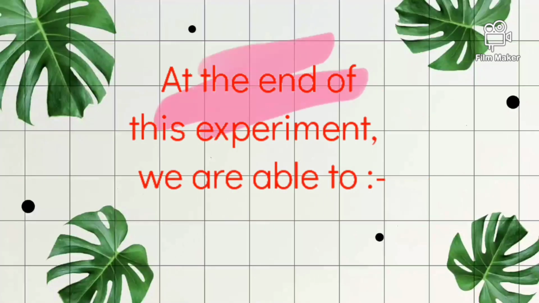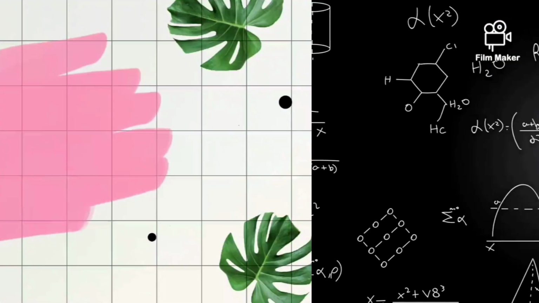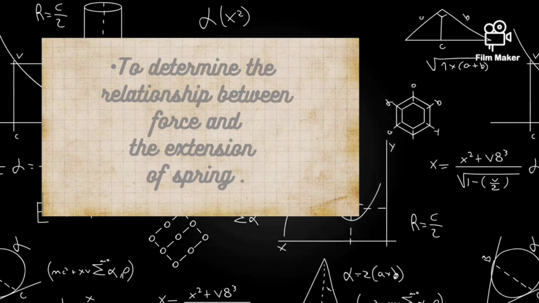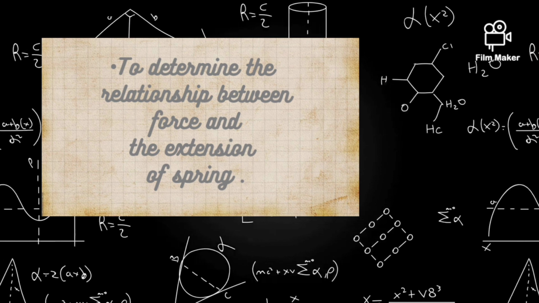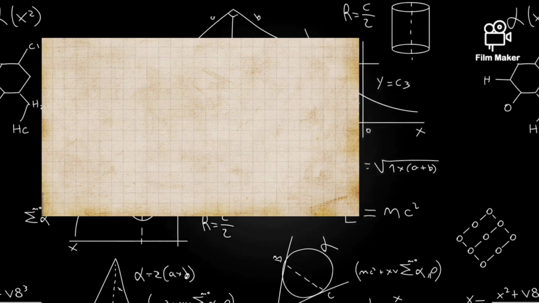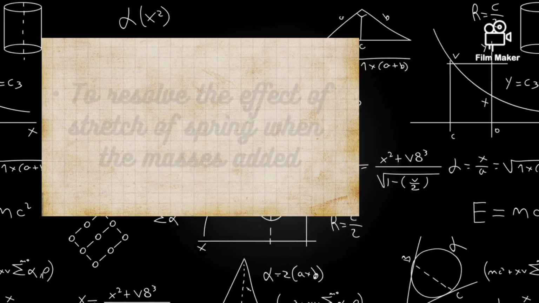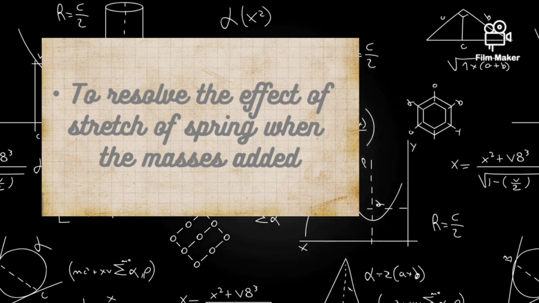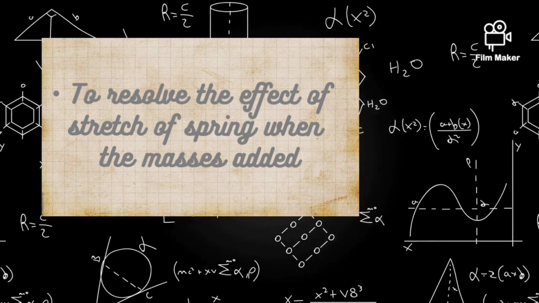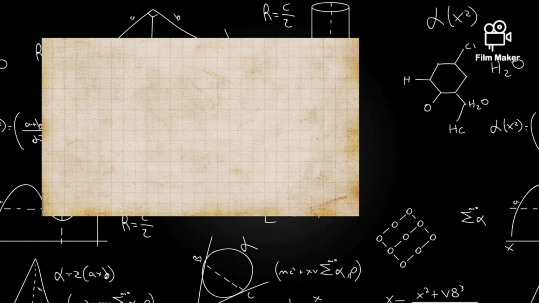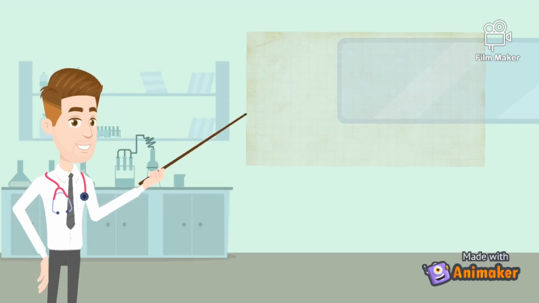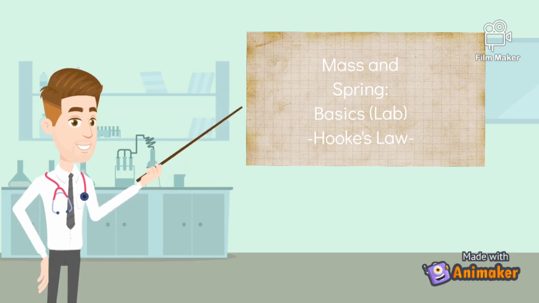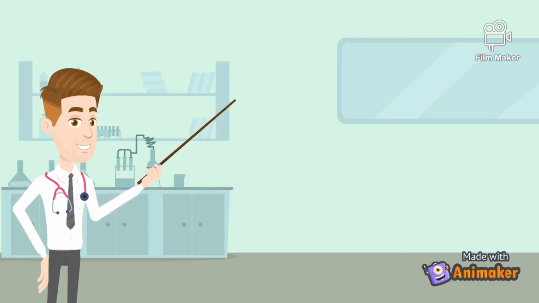At the end of this experiment, we are able to, firstly, determine the relationship between force and the extension of spring. Secondly, to resolve the effect of stretch of spring when the masses are added. Lastly, to find the value of spring constant. We can use Hooke's law to find the spring constant.